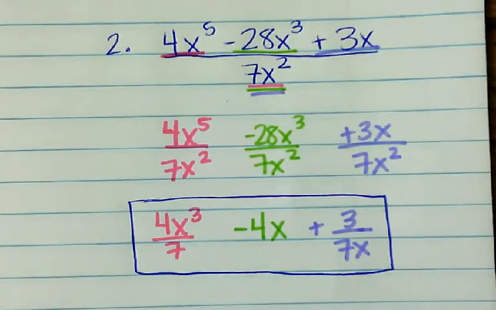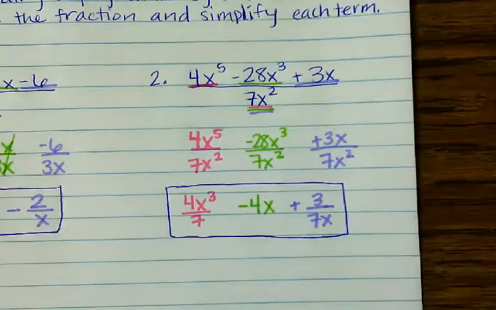Especially in the back. So we got 4x to the 5th over 7x squared gave us 4x cubed over 7. And then negative 28x cubed over 7x squared gave us negative 4x. 3x over 7x squared gave us 3 over 7x. So you just kind of reduce each one on its own. Okay? And then I'm going to go here.